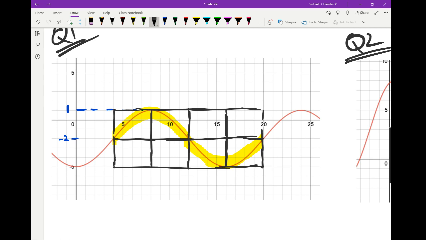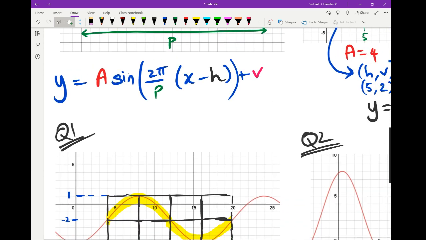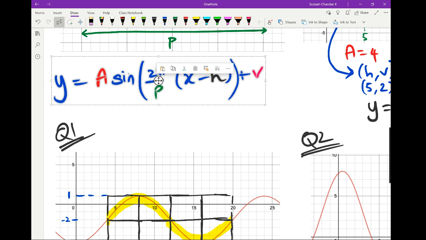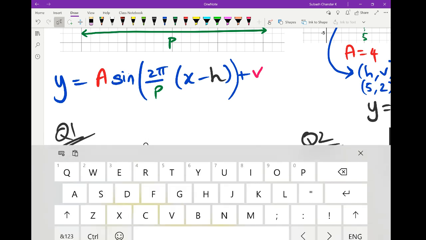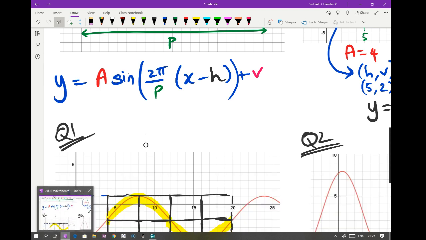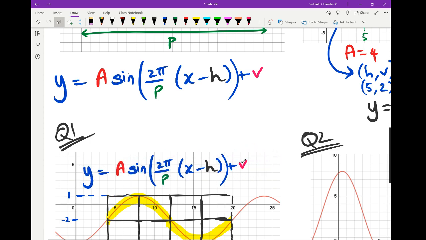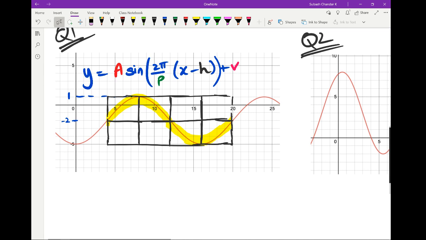Cool. So once I have my 4x2 box, I can see what my amplitude is. I'm just going to copy that formula down. Where is that formula? There we go. Let's bring that down there. So we can see that the amplitude is this right here, which is going to equal 3.